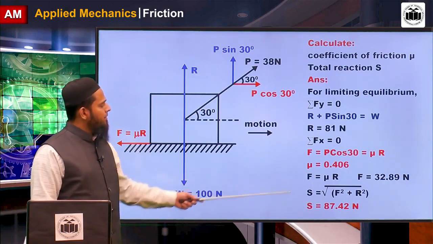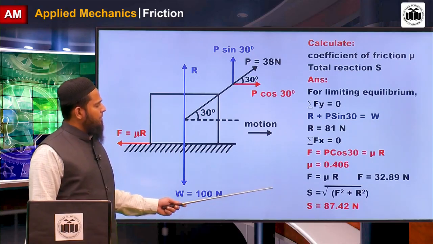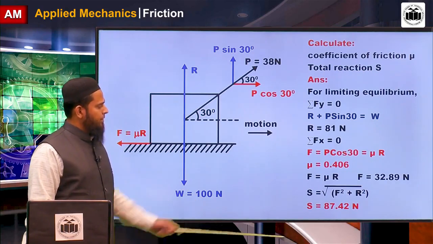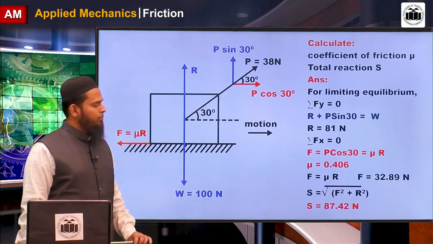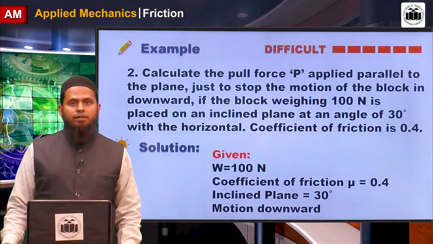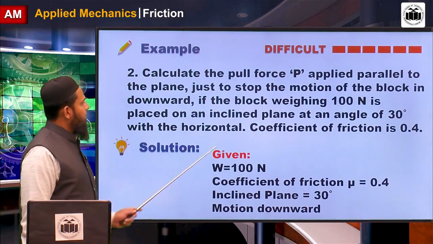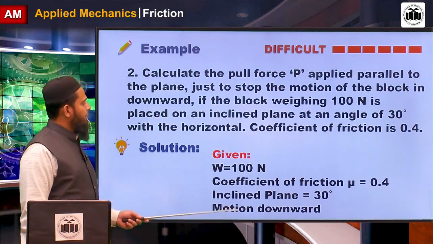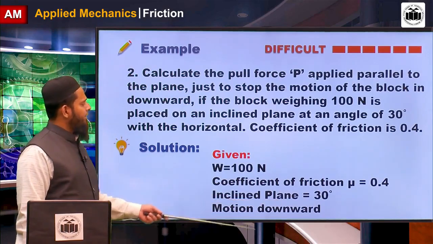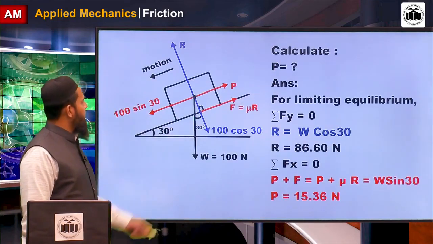Now, S is calculated by Pythagoras theorem. S is nothing but the resultant of the reaction and the frictional force, which is 87.42 Newton. Now, second, the same block is there of 100 Newton weight, but it is placed on an inclined plane of 30 degrees and motion is downward. To stop the motion, what is the force required?